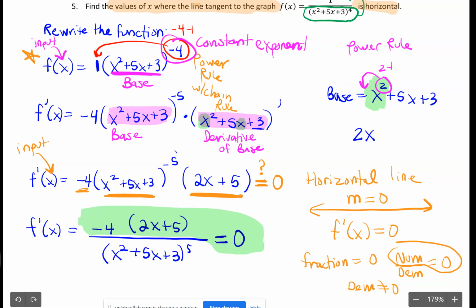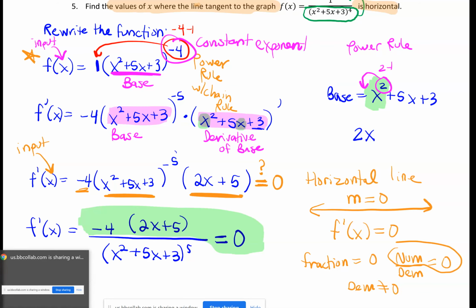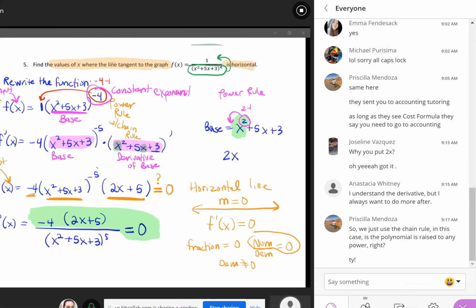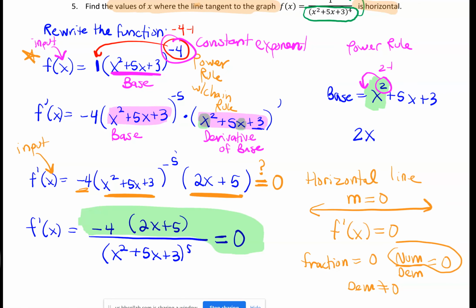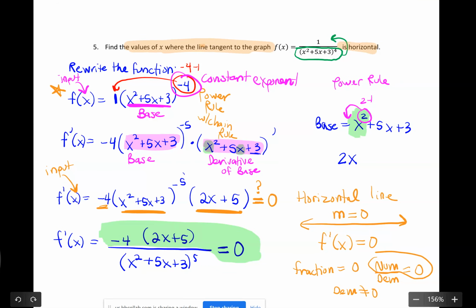The base might be a pretty polynomial. The base might be a log function. The base might have an exponential in it or something weird. But if the input's going to a base that's being raised to a constant exponent, in this class it's almost always a polynomial, that's how you know to do power rule. Okay, before I actually find the values of x, any other questions on what I've done so far? No? Okay, well then let's go ahead and set this equal to 0.